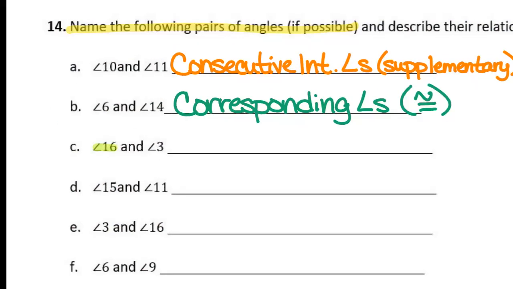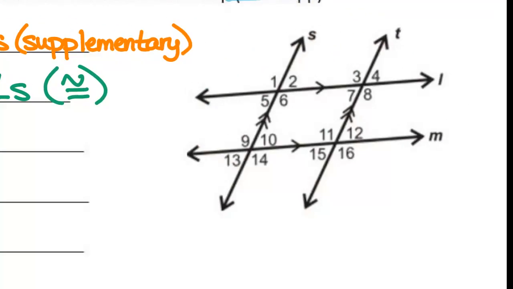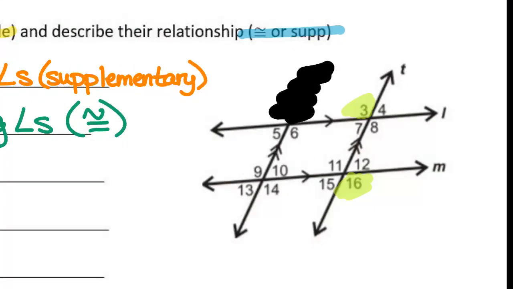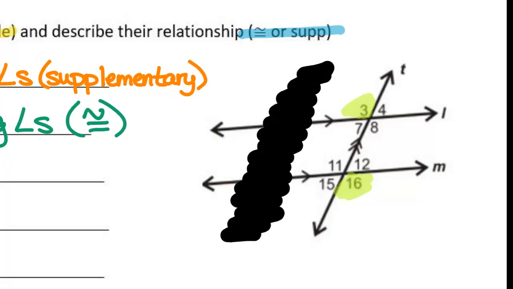All right, number 3, we have angle 16 and angle 3. Here's 16. Here's 3. What do they both touch? They both touch T, so I don't care about looking at S at all. That means my parallel lines are L and M. Are these both interior angles? Are they both exterior angles? Yes. Same or opposite sides of their transversal T?